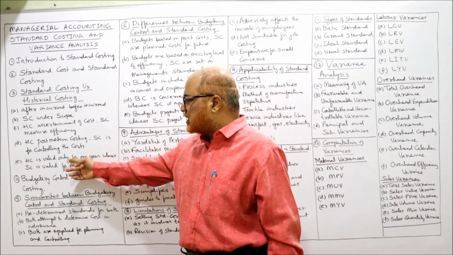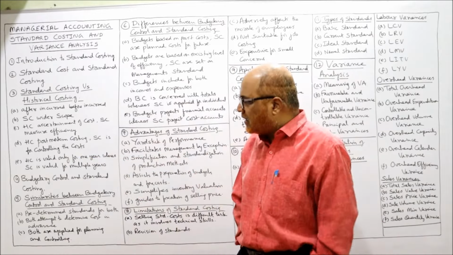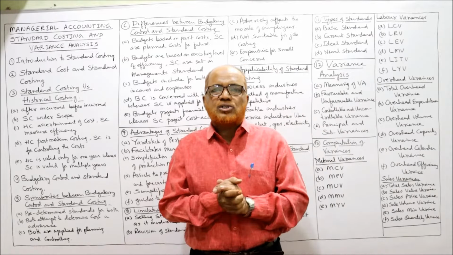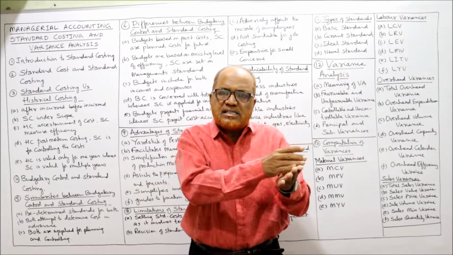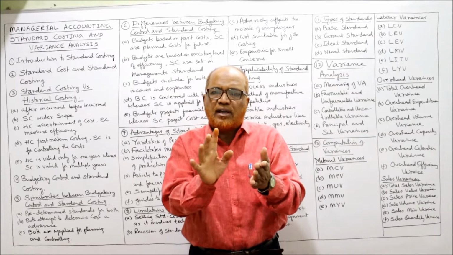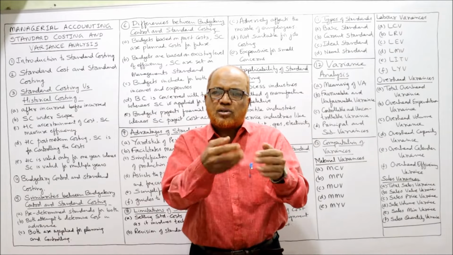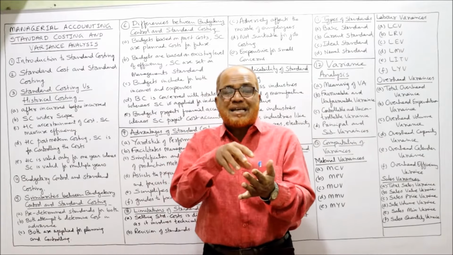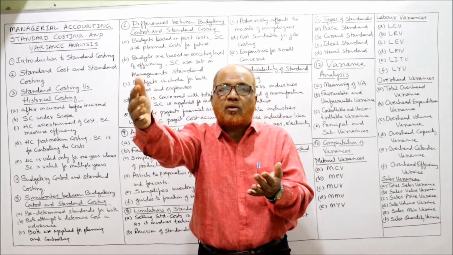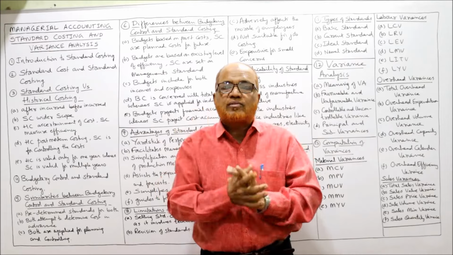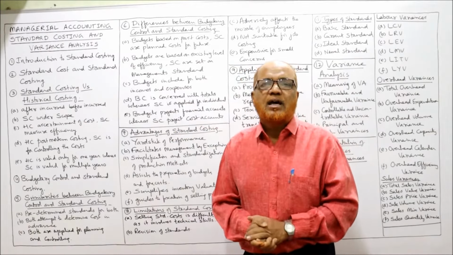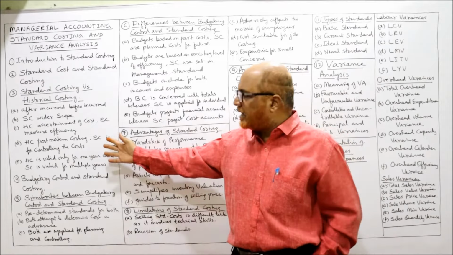Next one, historical costing is valid only for 1 year, whereas standard costing is valid for multiple years. When we make the historical costing, it is only for 1 year. Last year, whatever cost we have incurred, we will record it only for 1 year, finished. That historical costing utility is over. But standard costing, once it is implemented, will go for multiple years, provided the conditions remain the same. So these are some of the differences between historical costing and standard costing.